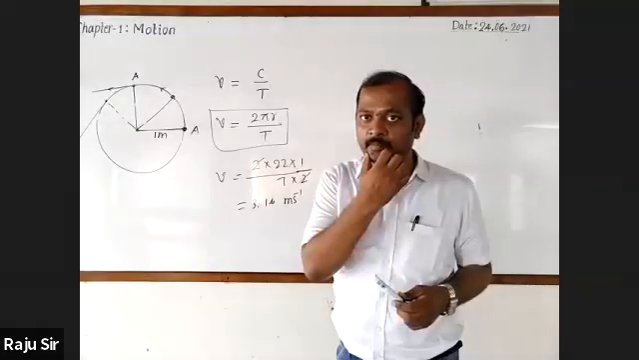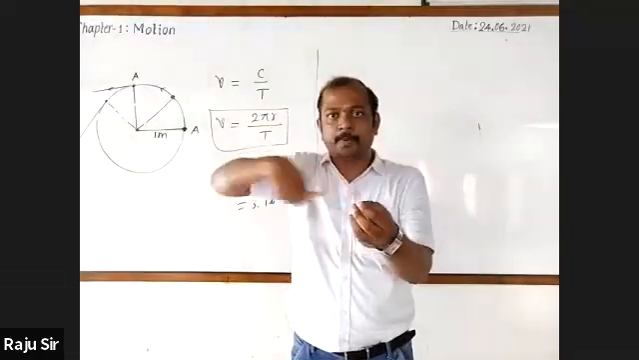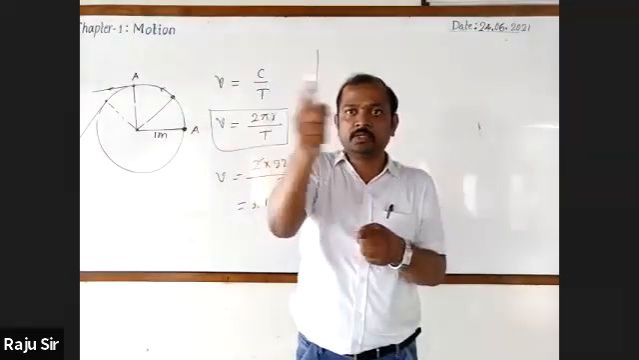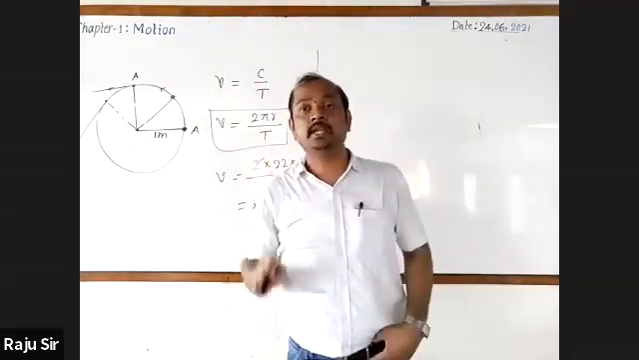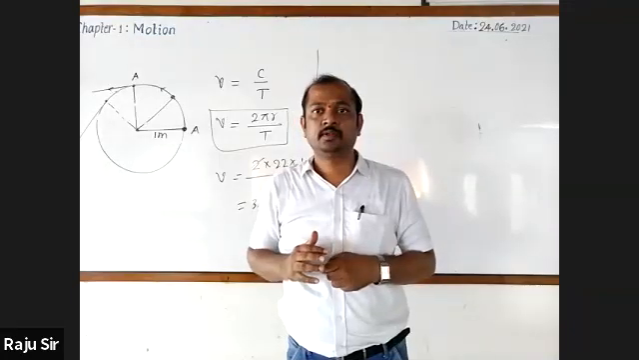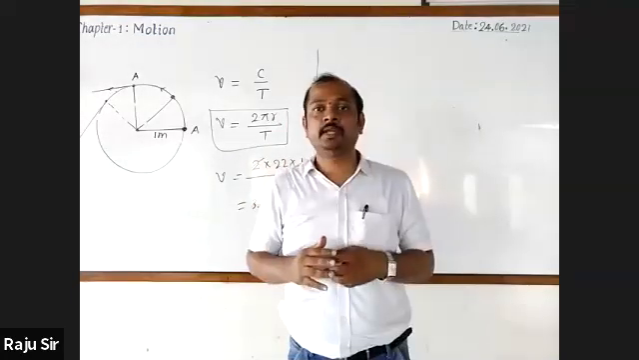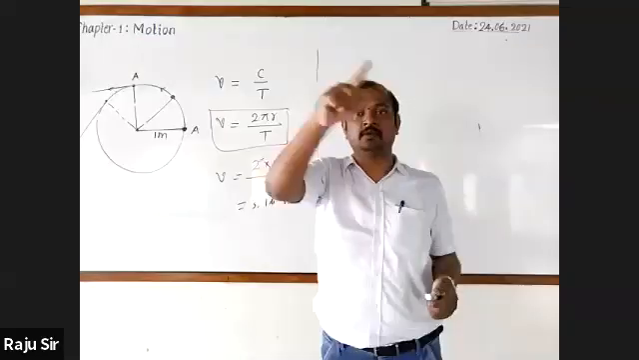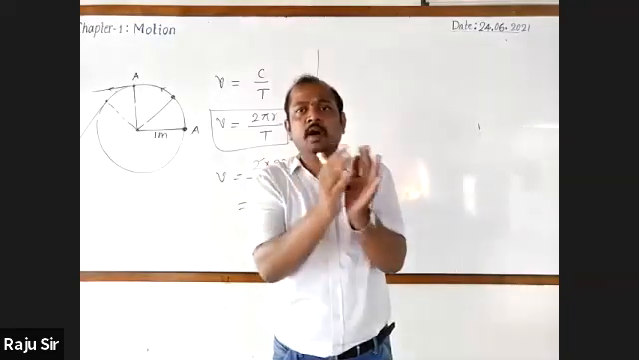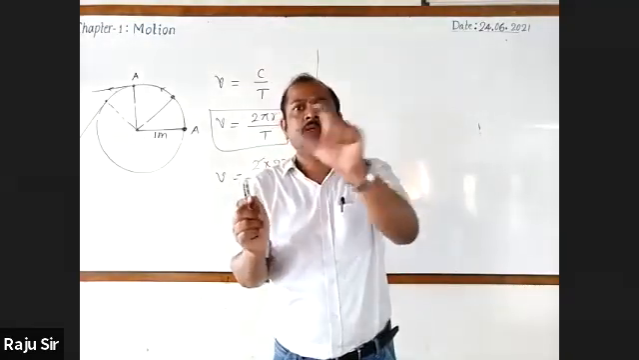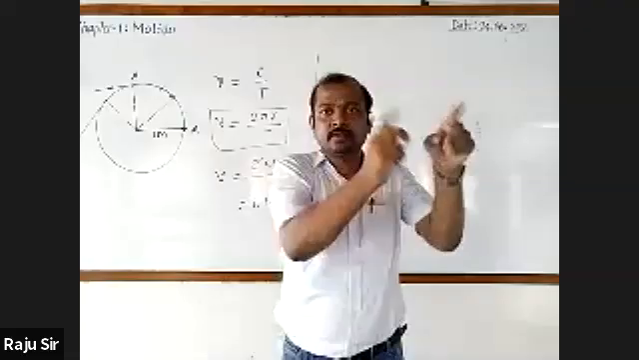Clear? Okay. When a body is moving in the circular path, if it covers equal distances in equal intervals of time, then the motion of the body is said to be uniform circular motion. Uniform means it is moving with a constant speed. Every time it covers the same distance in the same interval of time.